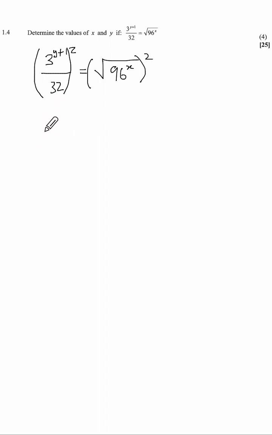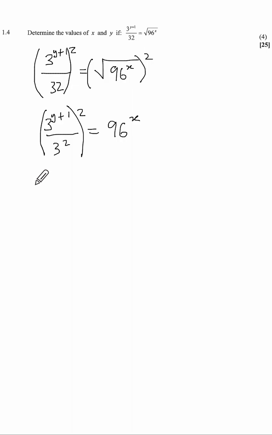So maybe to avoid doing too much in one step, I would just say 3 to the power of y plus 1, all of that over 32 squared, is equal to, on this side now, because I squared a square root and the square root goes away, 96 to the power of x, like so. Now, not to be confused with 3 to the 3 squared, this is 32.